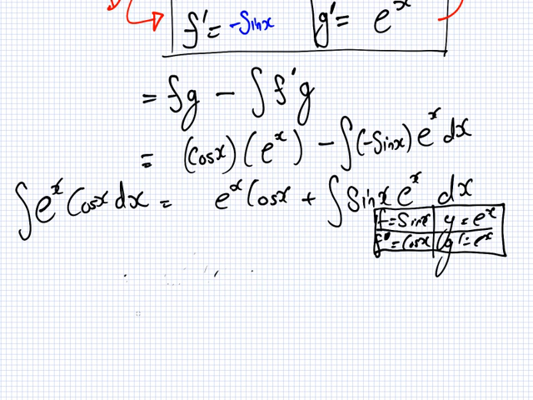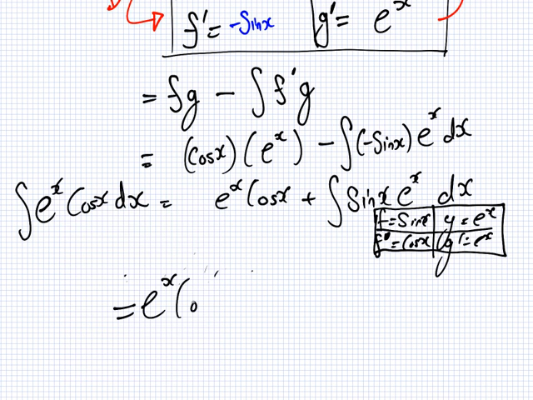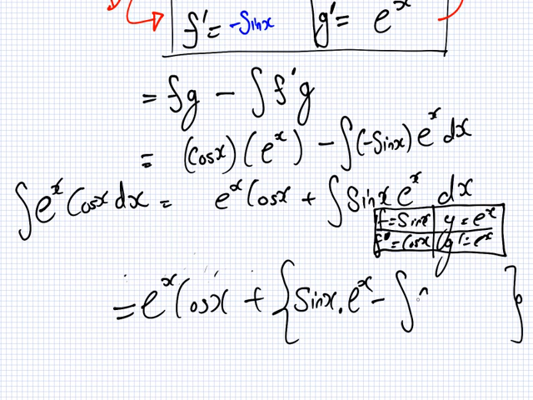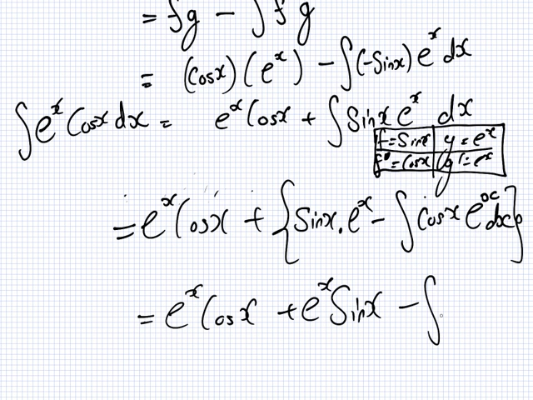So this equals e^x cos x plus big brackets f g minus integrate f derivative g. Now I think I have a sign mistake here. No, I do not. So now you get here e^x cos x plus e^x sin x minus integrate e^x cos x.